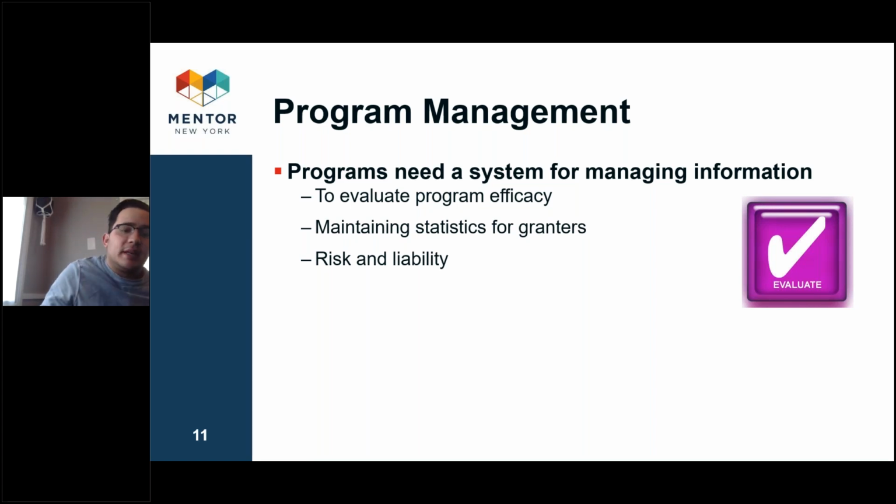And so what happens is, again, maintaining the statistics for grantors or funders. People are giving us money, they want to see if what we're saying we think is going to happen with our program is actually happening. And the last is risk and liability. You want to make sure you're having those records going back because you don't want to open yourself up to any lawsuits or anything like that. You want to make sure you have those pieces of data in place and those records in place.